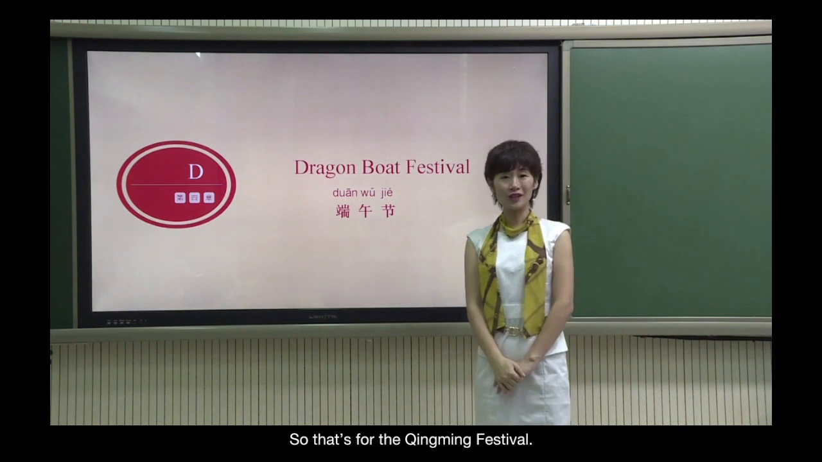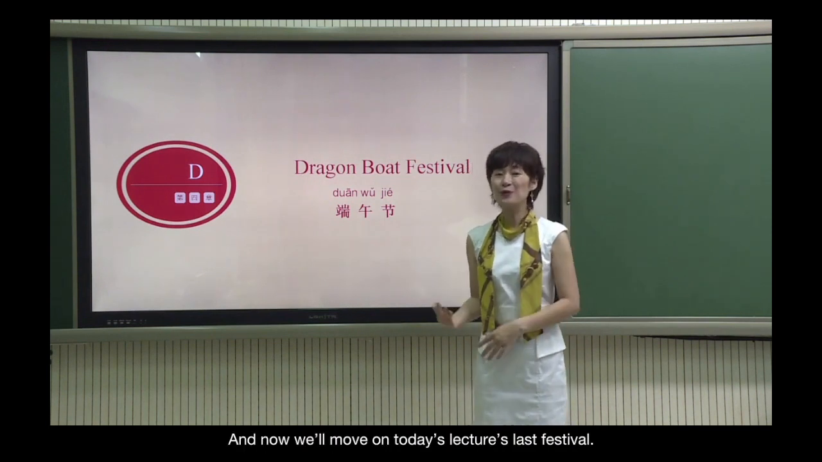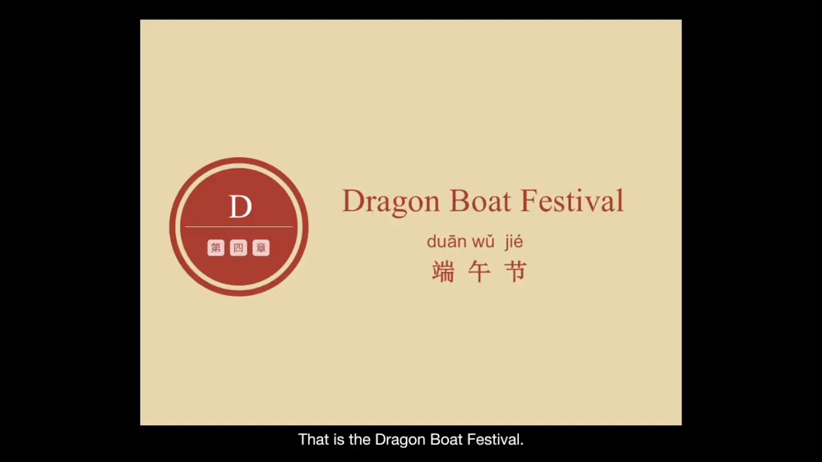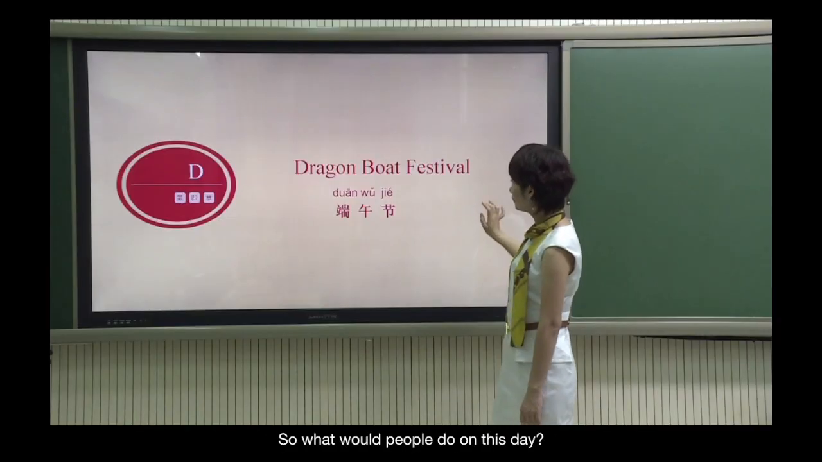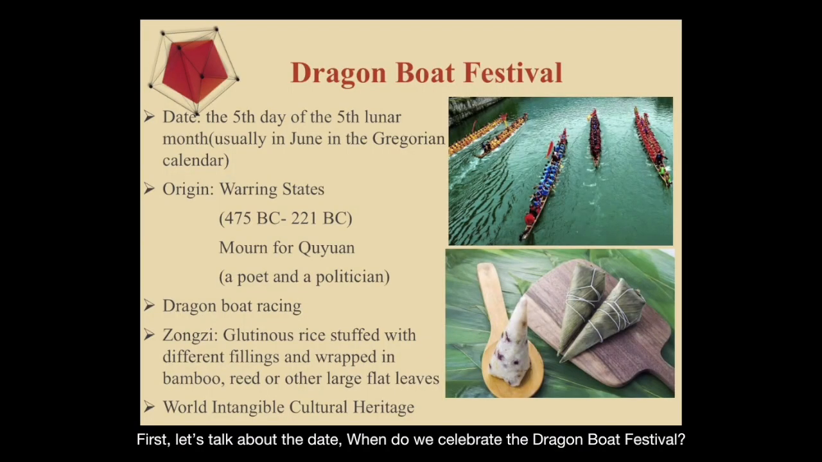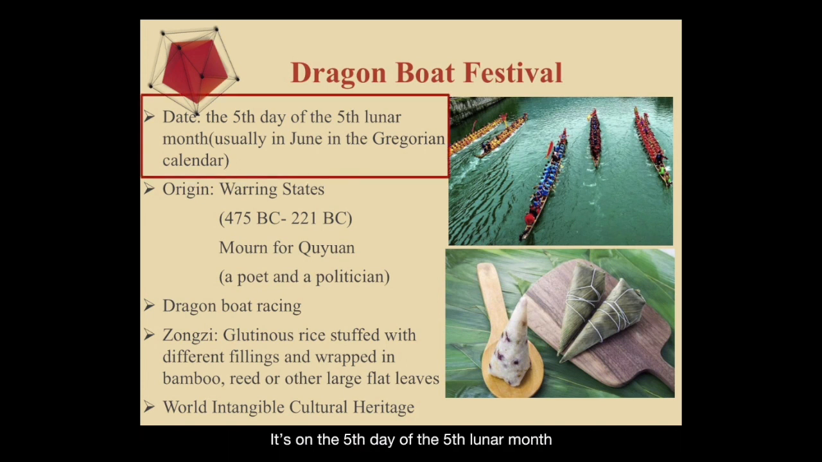So that's for the Qingming Festival. And now we move on to today's lecture's last festival. That is the Dragon Boat Festival. Now, can you read the pinyin by yourself? 端午节. So what would people do on this day? First, let's talk about the date. When do we celebrate the Dragon Boat Festival? It's on the 5th day of the 5th lunar month, usually in June, according to the Gregorian calendar.